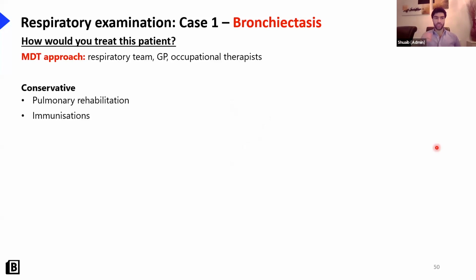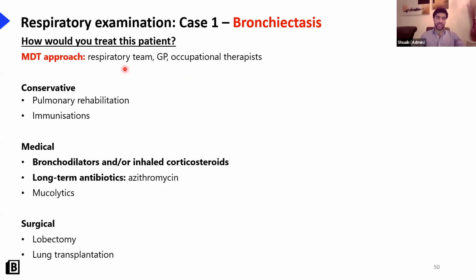Again, it's all about categorization. So when the examiner is going to ask you how are you going to treat the patient, always start off, if it's a chronic condition, say MDT approach. Right off the bat, if you say that, that's already ticked a little thing in the examiner's mind saying this student knows what he's talking about. You know, he's really done his revision and he's been on the wards. So just say, I would like to treat this patient in a multidisciplinary manner and involve the respiratory team, the general practitioner, and the occupational therapist. Just list 2 or 3 people that you'd get involved. That's more than enough.